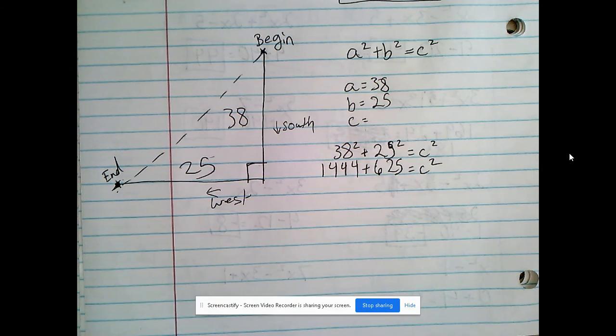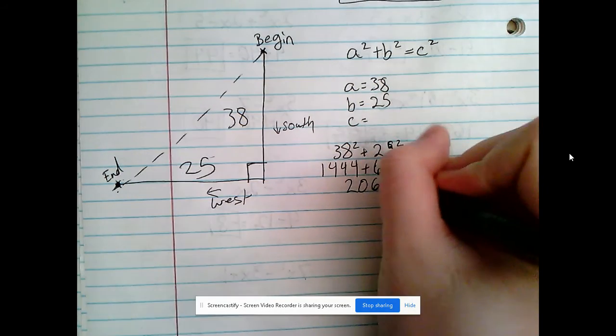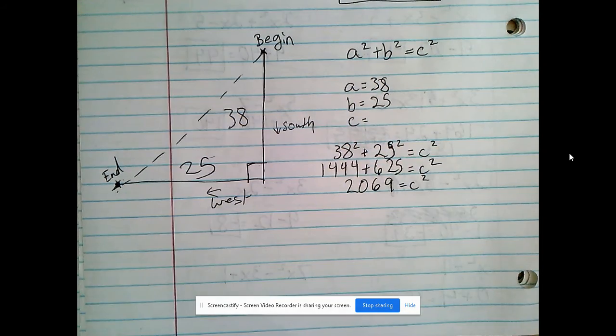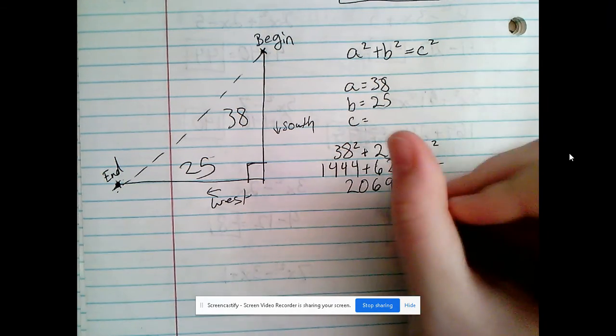So we're going to add these two numbers. And we get 2,069 equals c squared. Since we're doing approximately, we can just push the square root button after we find that in our calculator. Again, if you're using your phone, turn it sideways and push the square root x after you have this typed in your calculator, and it'll find the square root for you.